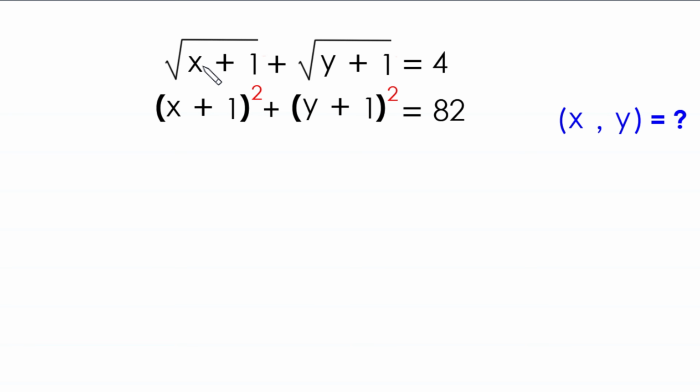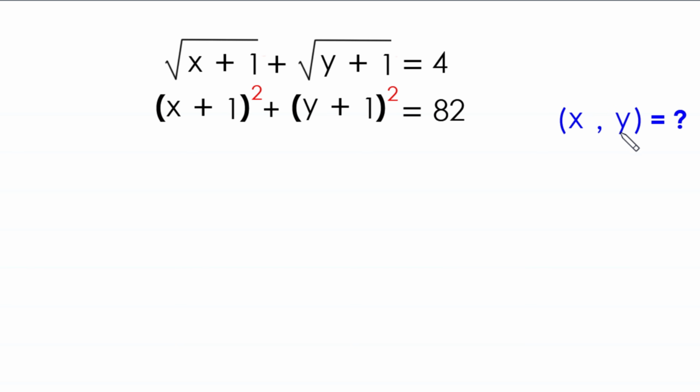The square root of x plus 1 plus the square root of y plus 1 equal to 4, and x plus 1 whole squared plus y plus 1 whole squared equal to 82. Our job is to find all possible values of x and y.